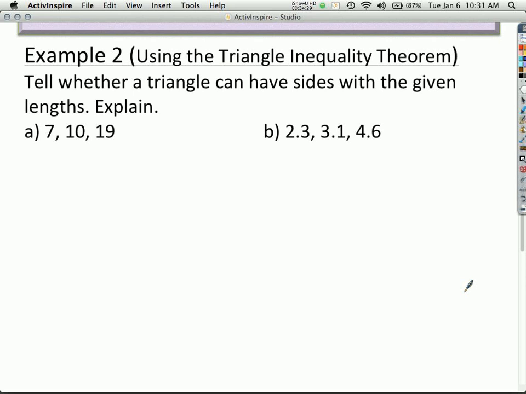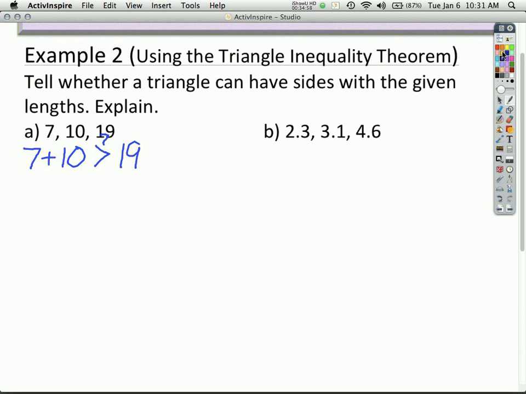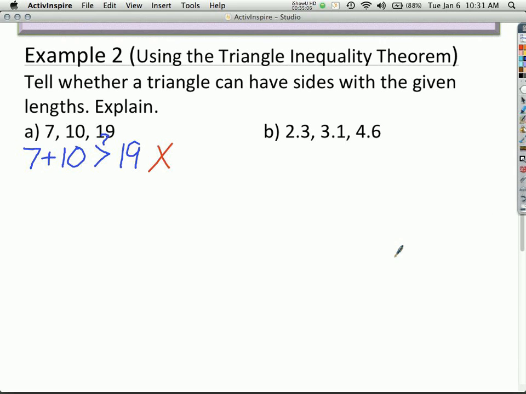So let's explore and see if these three numbers will work. Let's just start by going in order. Let's add 7 plus 10. And for it to work, that has to be greater than the third side. Is it? You can just shout it out. Is it? No. It is not. So unfortunately, we already know that this is not going to work. But let's just, for experience's sake, check the other ones.